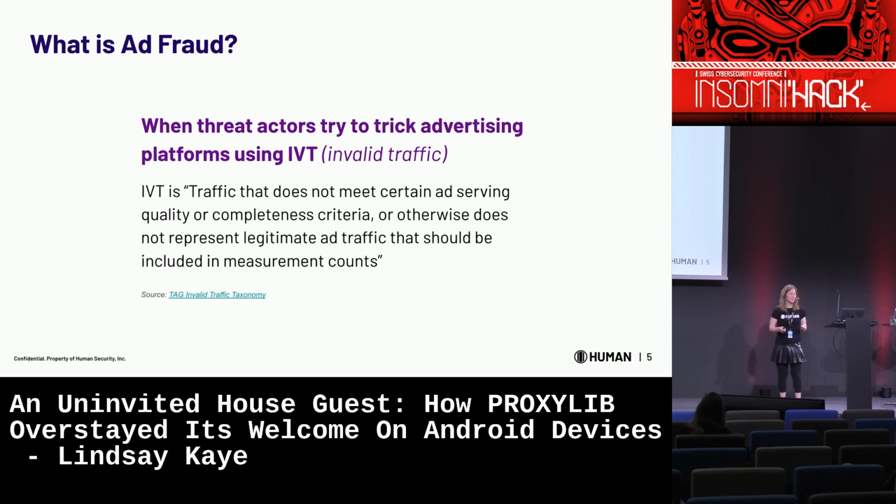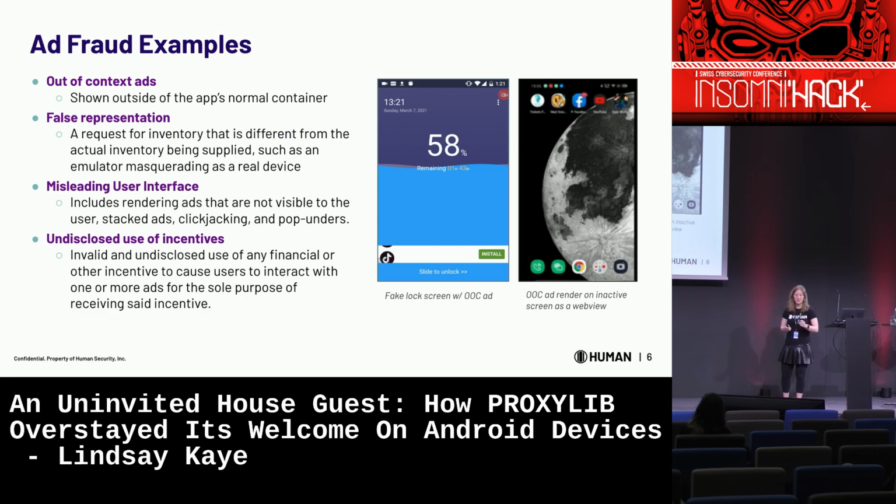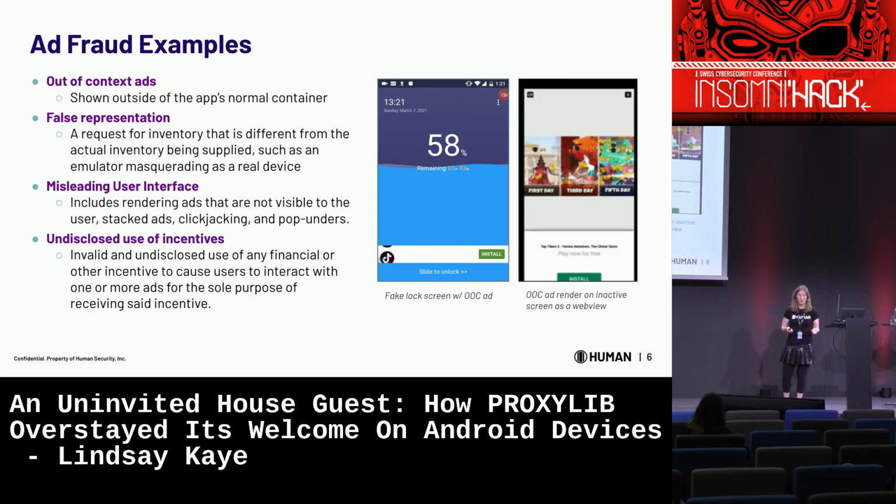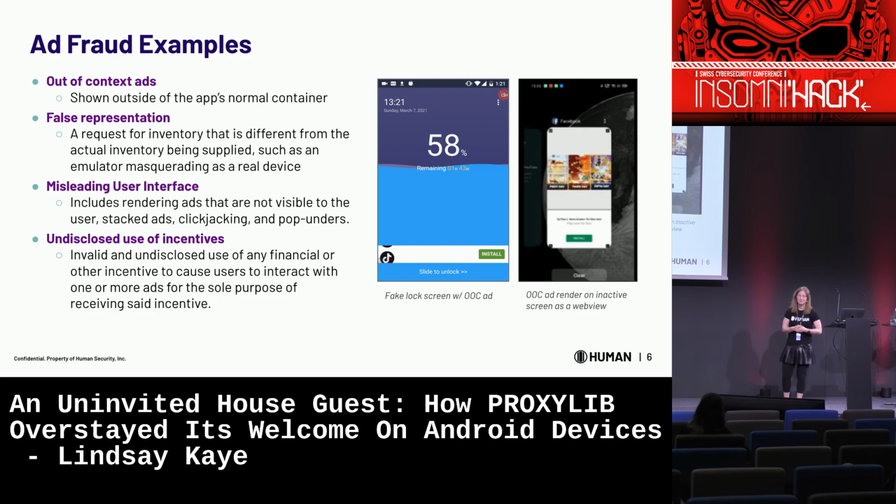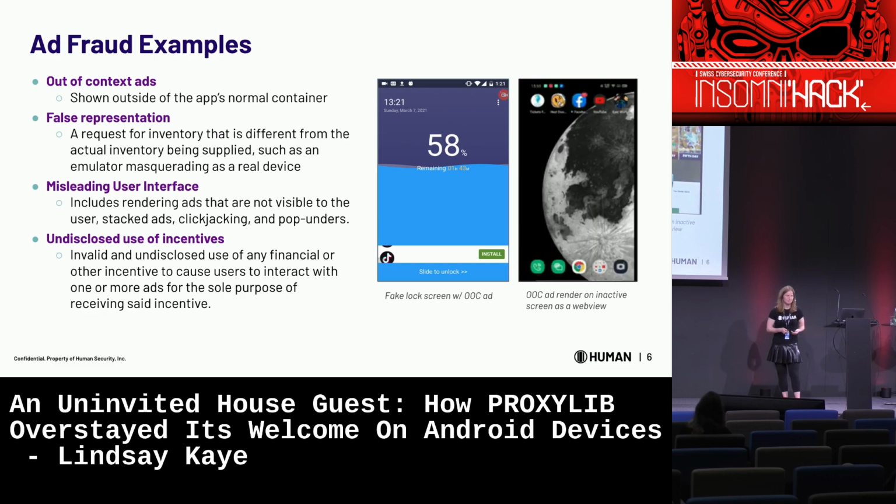So if you're reading this and asking yourself what exactly that means, I have a couple of different examples that should help clarify it. Here are a couple of examples of what ad fraud can look like from the app perspective. First, out of context ads. These are ads that are outside of the app's normal container. And what that looks like, you have a couple of examples there.